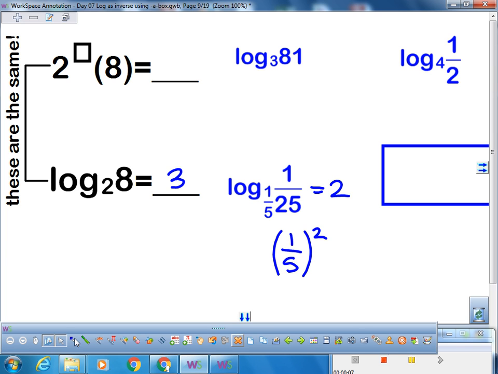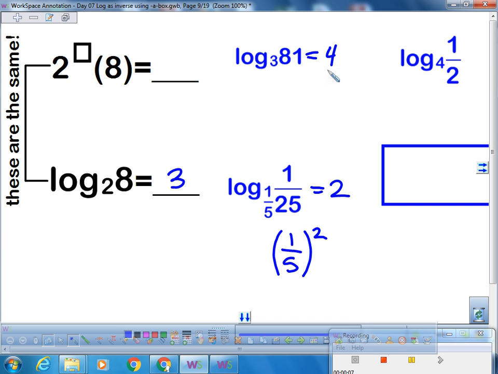Oh, look it. 3 to the what makes 81? 4 to the what makes 1/2? Now we went from this turned into a fraction. Negative 1/2. Because we had to make it into a radical, and it switched from a number into a fraction.